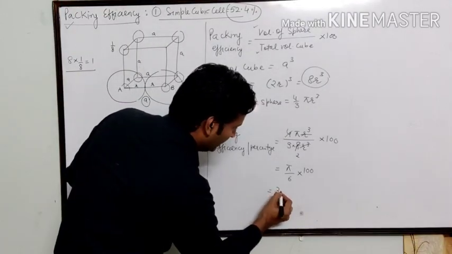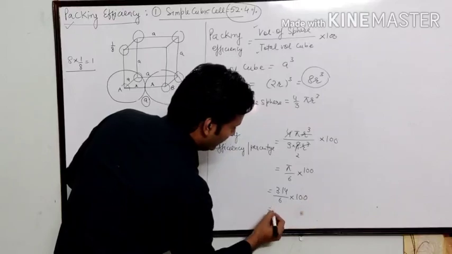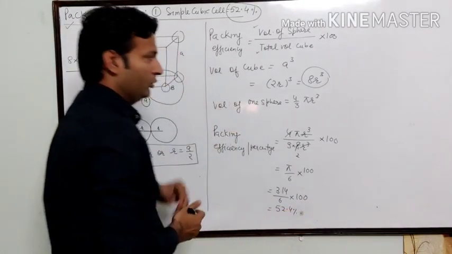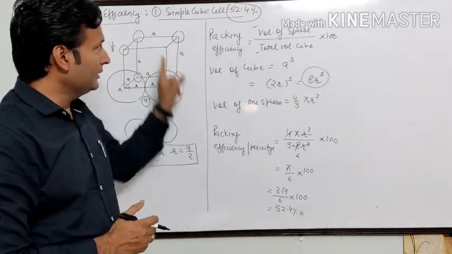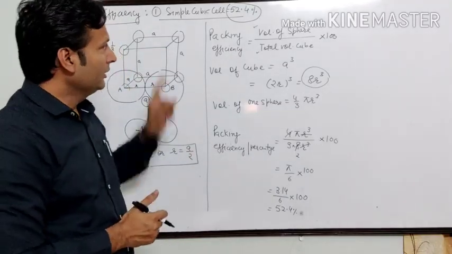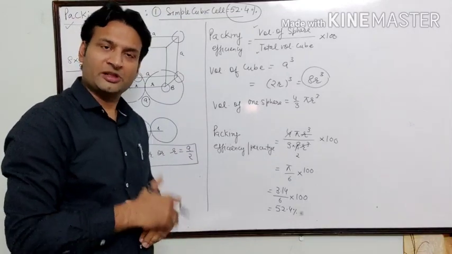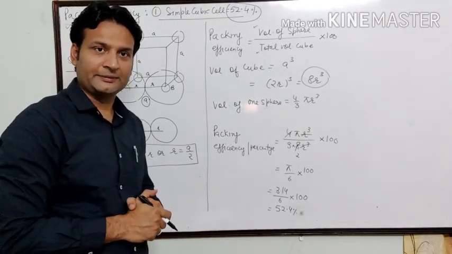If we put in the value of pi, now the answer will be 52.4%. So this is the packing percentage, and we have proved that in simple cubic, also known as square packing, the packing percentage is 52.4%. Similarly, we can explain FCC and BCC.